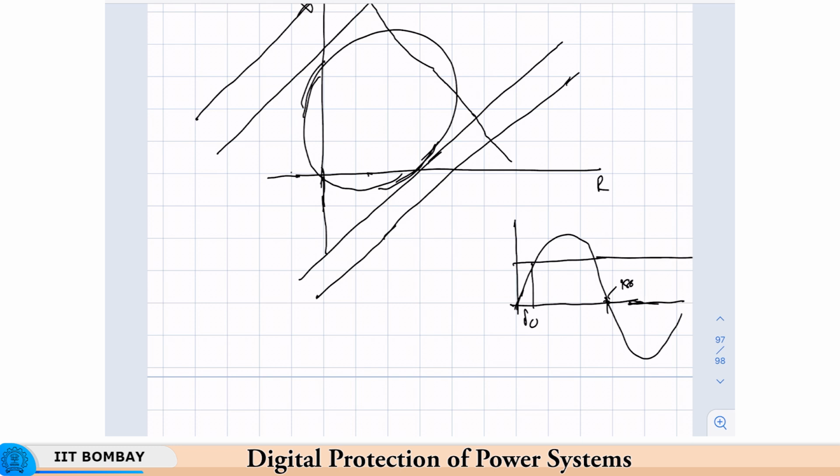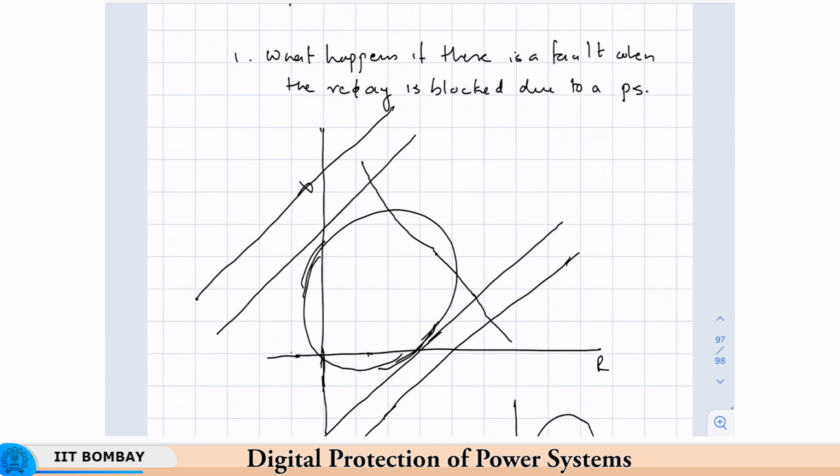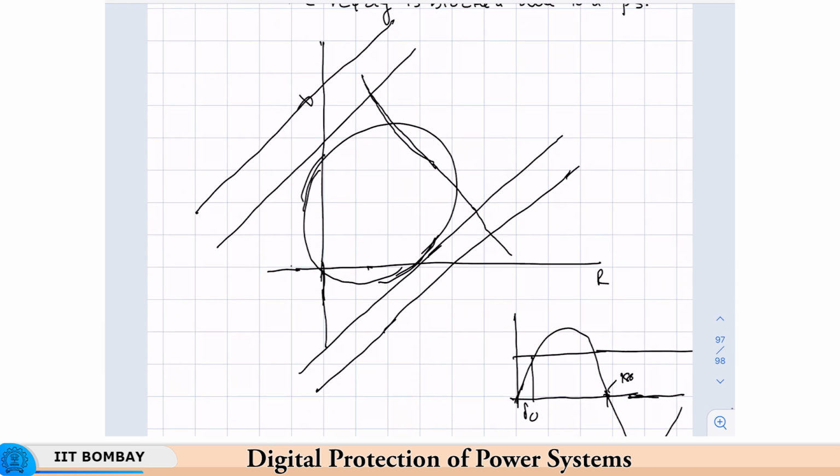I mean, this situation will never occur in practice, but just for the theoretical discussion, it will continue. So, it will continue beyond 180 degrees and it will cross this one also. So, if it crosses this, then you know that it is an unstable swing, and then you have to block the operation of the two relays. You have already blocked because of this.